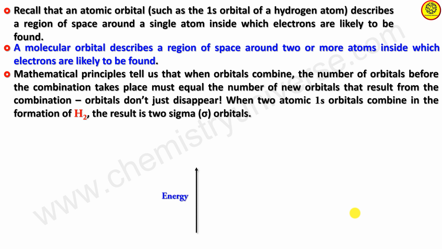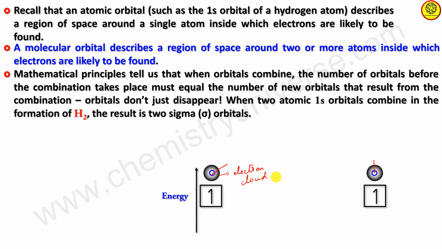This is the energy axis. These are the individual 1s orbitals of the two hydrogen atoms. And as you can notice here, these are the nuclei of the two atoms, and this shaded region is the electron cloud. Now let's see how it happens. We make these mathematically combined.